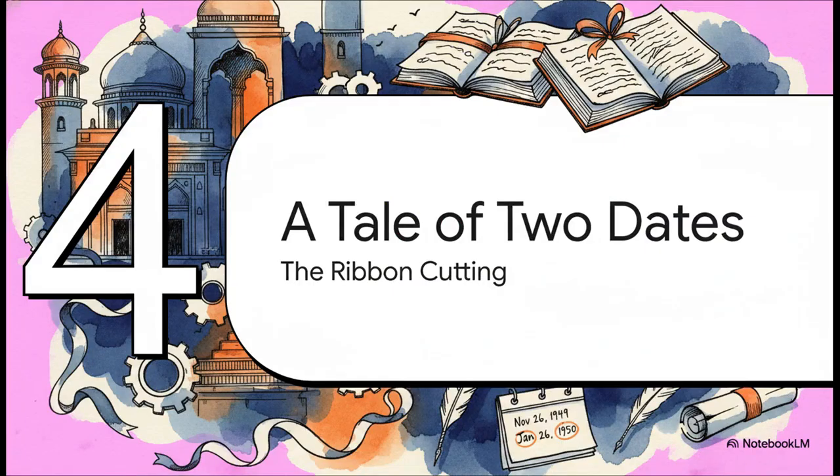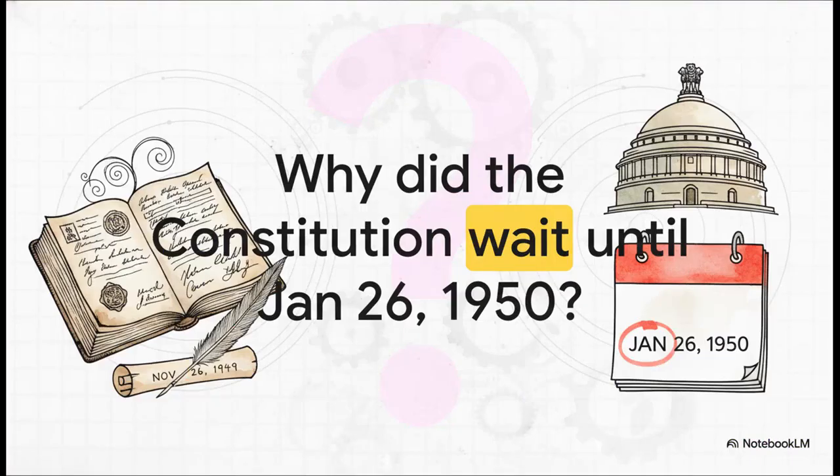Which brings us to Section 4, a tale of 2 dates, the ribbon cutting. So every grand project has a ribbon cutting ceremony, right? But this one has a genuinely strange historical quirk. You might be wondering, if the Constitution was officially passed and adopted with 284 members signing it on November 26, 1949, why in the world did the nation wait 2 whole months until January 26, 1950 to actually enact it? Why wait when the work was done?